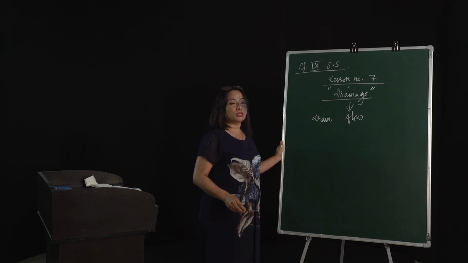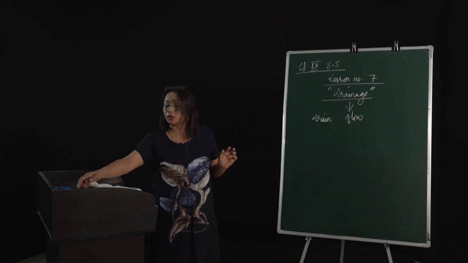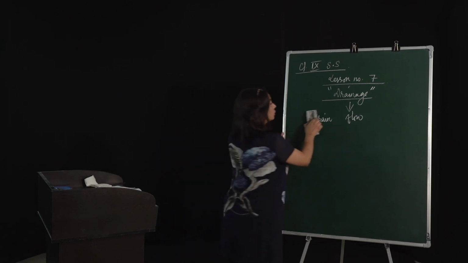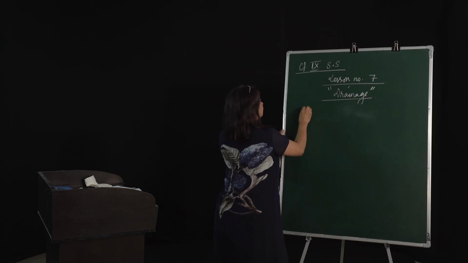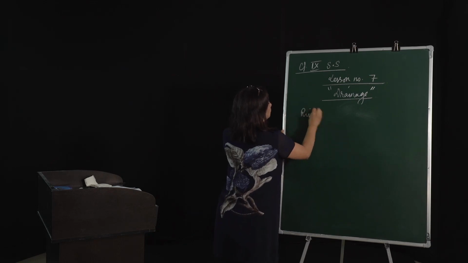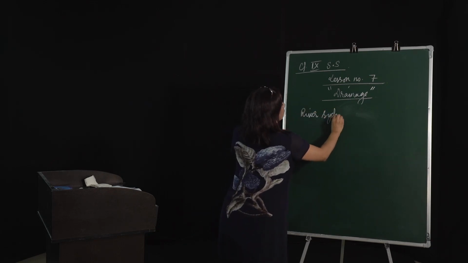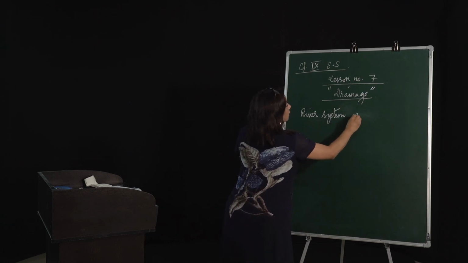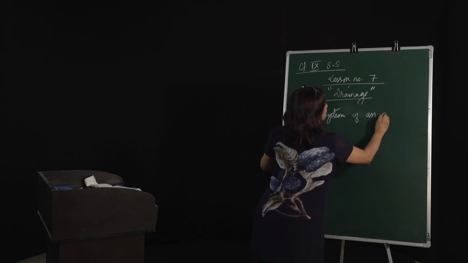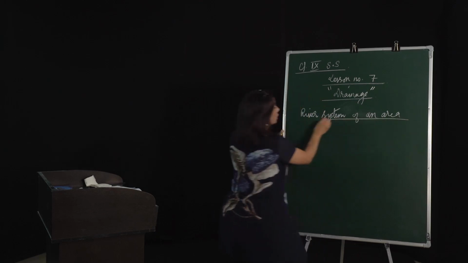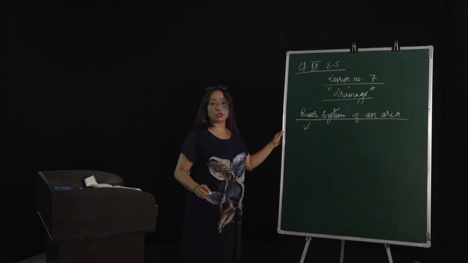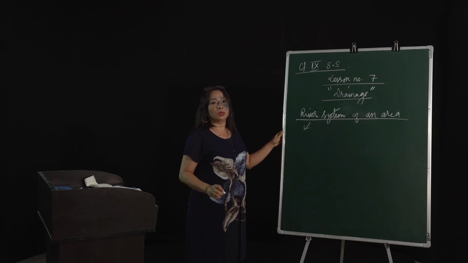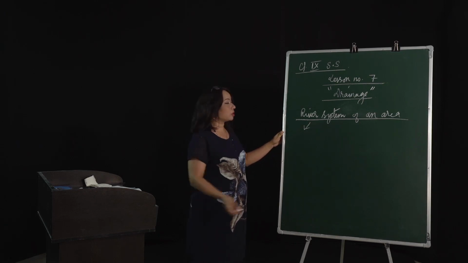So drainage means the river system of a particular area. So we come to drainage is a river system. River system of an area is called drainage. So what is river? The stream of fresh water flowing in a path in a definite direction is called river.